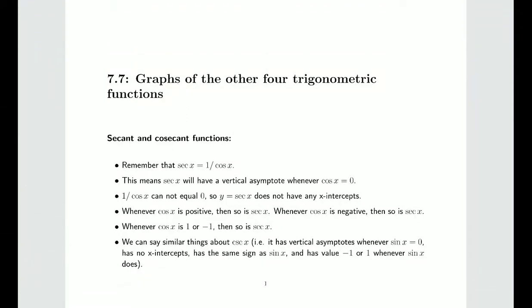In this video, we're going to talk about the graphs of the other four trigonometric functions: secant, cosecant, tangent, and cotangent. Now, if we know properties of the graph of the sine function and the cosine function, then automatically we should be able to figure out many of the properties of secant and cosecant, because we know that secant is just the reciprocal of cosine and cosecant is the reciprocal of sine.